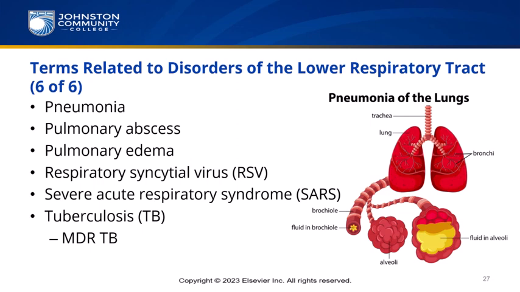Then we have severe acute respiratory syndrome, also known as SARS. This is a viral respiratory disorder caused by a coronavirus. It usually results in pneumonia. And then we have tuberculosis, also known as TB. This is a chronic infectious disorder caused by an acid-fast Bacillus Mycobacterium tuberculosis. It is normally transmitted by inhalation or ingestion of infected droplets. Then we have multi-drug resistance TB, or MDR TB. This is fatal in 80% of the cases.